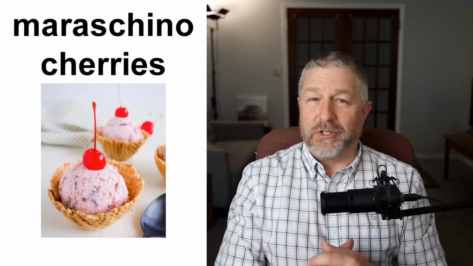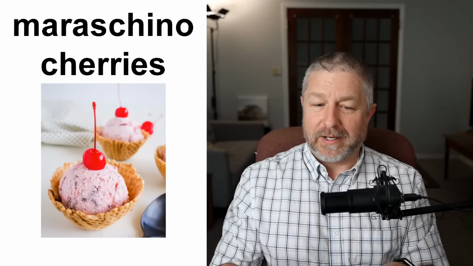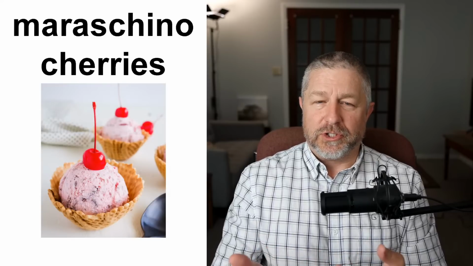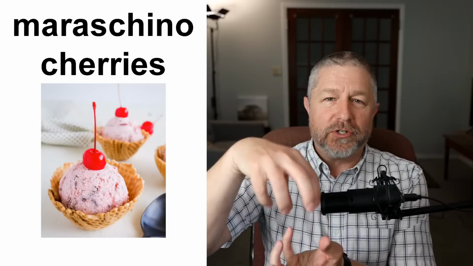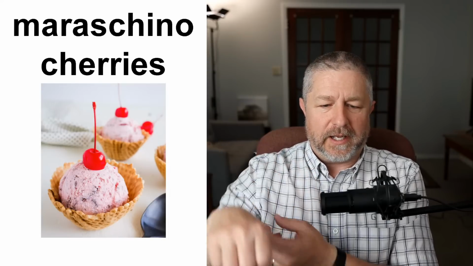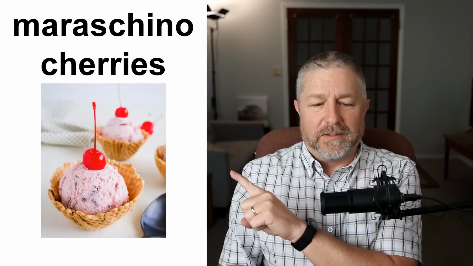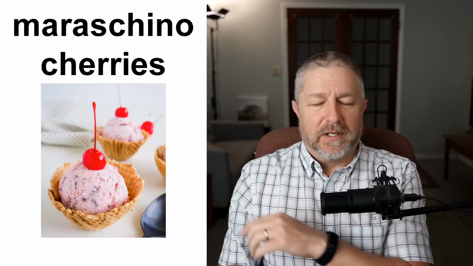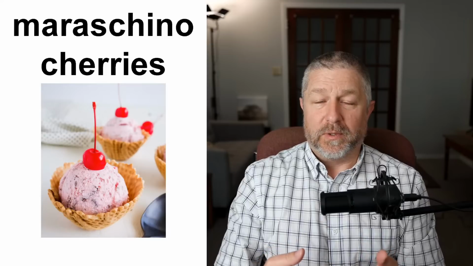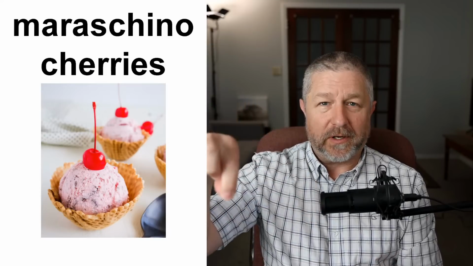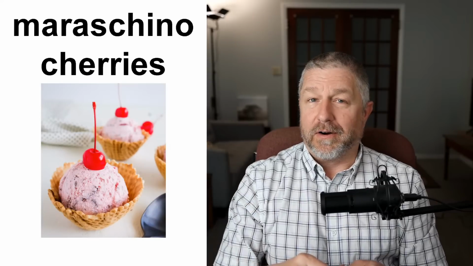And then, of course, maraschino cherries. I hope I'm saying that correctly. We usually just say, I'll have a cherry on top. But a maraschino cherry is a cherry that is preserved in a jar, and it has this very bright, vibrant red color, and it's very, very sweet. So sometimes we will have a jar of maraschino cherries in the fridge, and we'll take one out and we'll put it on top of our ice cream.